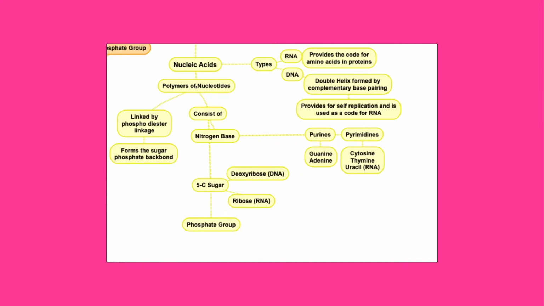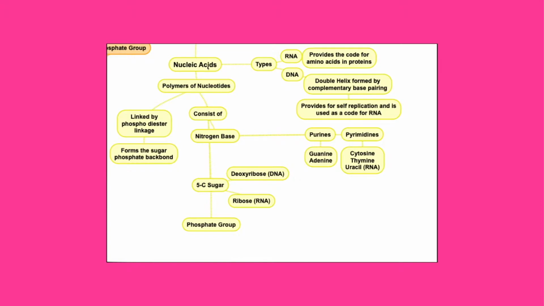Now, these polymers of nucleotides are going to be linked by phosphodiester bonds. Phosphodiester linkage is how we're going to be building these. And we will get into more detail on these as we move through the year. Okay, this phosphodiester linkage is going to form the backbone, the sugar-phosphate backbone of our nucleic acids.